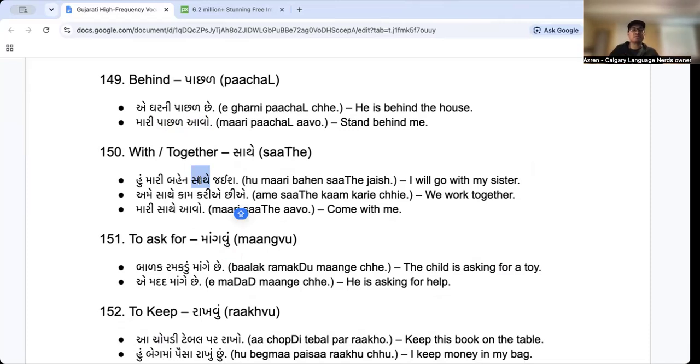and so forth. Ame sathe kam kariye chiye. We are working together. Ame sathe, together, kam kariye chiye. We are working together. Mari sathe avo, come with me.